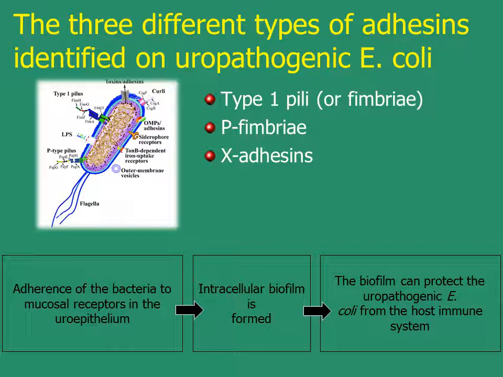The three different types of adhesins identified on uropathogenic E. coli include type 1 pili, or fimbriae, and X adhesins. These adhesins facilitate adherence of the bacteria to mucosal receptors in the uroepithelium in spite of the flushing action of urine flow. Once the uroepithelium is invaded, an intracellular biofilm is formed. The biofilm can protect the uropathogenic E. coli from the host immune system.